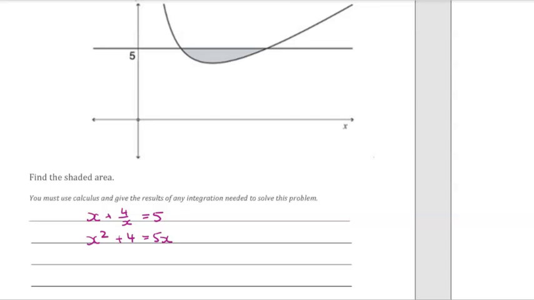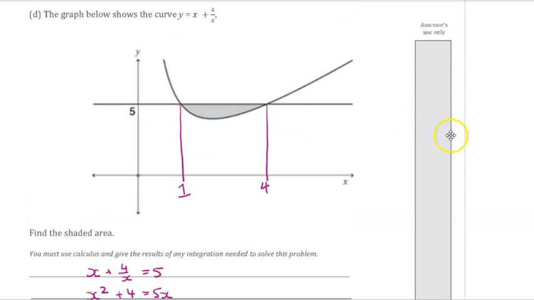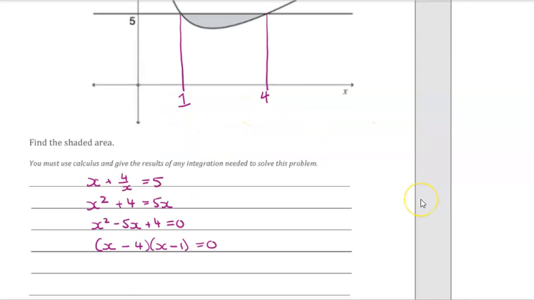So multiply through by x, rearrange it so that it's all equal to 0, and we have ourselves a quadratic which factorizes quite nicely, and so we have the solutions of 1 and 4. So that goes back onto our graph like this. So we're finding this area between 1 and 4. Now to find that area we need to integrate. If we were to integrate simply the curve between 1 and 4, we'd find this area underneath rather than this area between. So we need to integrate the line minus the curve.